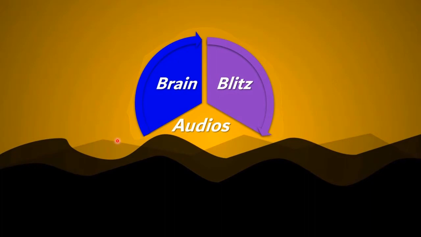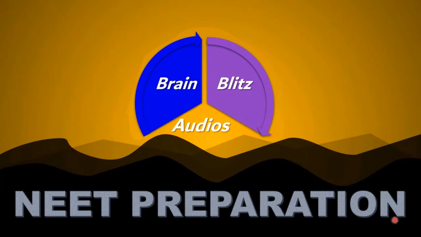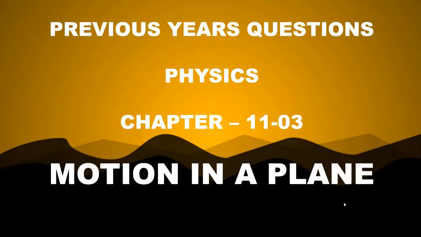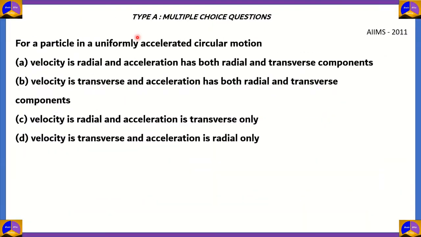Today in this episode of NEET preparation, we'll be looking at previous year questions of physics in medical entrance examinations in India. Today we're dealing with the chapter Motion in a Plane. This is the third chapter in the grade 11 syllabus for physics in CBSE. Now let's look at our first question.